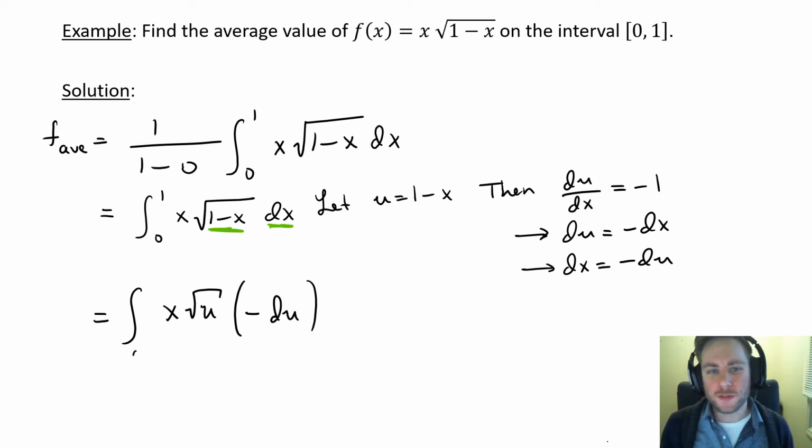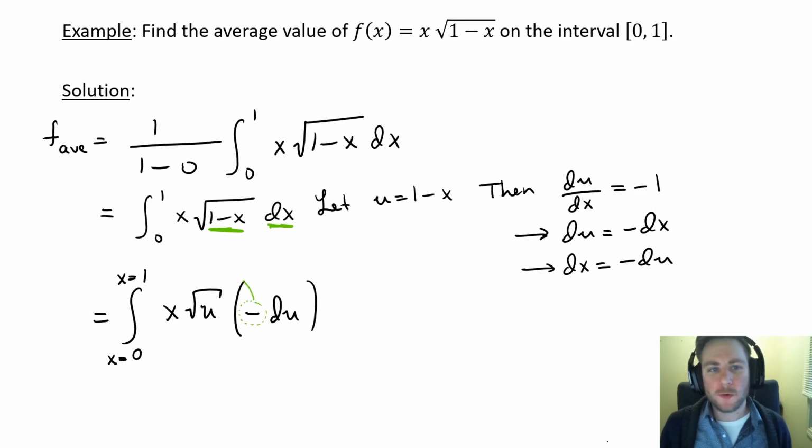And don't forget, we're still evaluating this integral from 0 to 1. But something you should keep in mind at this stage is that 0 and 1 are x values, not u values. So to avoid confusion, I'm going to state the lower limit as x equals 0, as I've just shown there. And likewise, I'm going to state the upper limit as x equals 1.